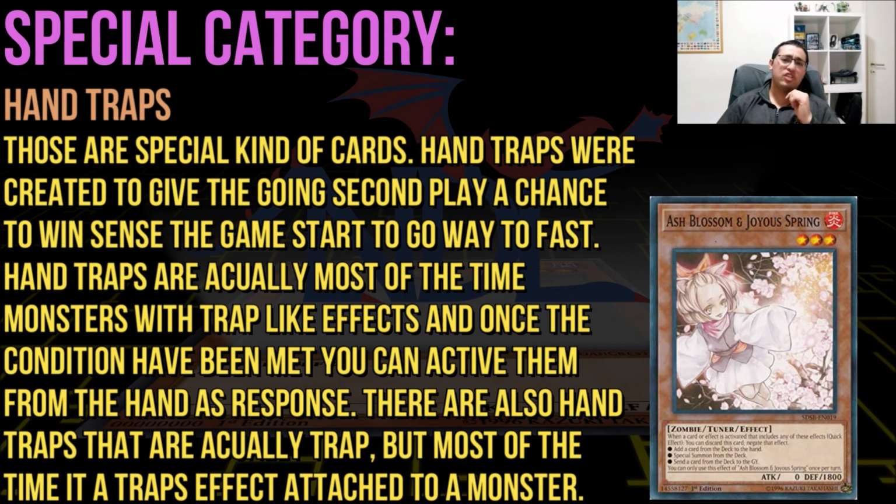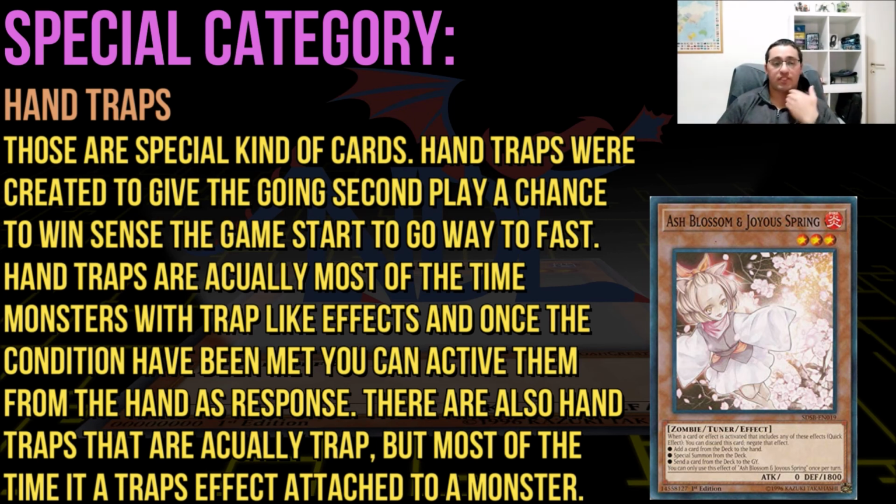Now, these are not exactly traps, but I thought I would still mention them because if you don't really know about them, it's sometimes really frustrating. So hand traps are, most of the time, funnily enough, monsters that have trap effects. So it's basically a trap attached to a stick, basically, in the form of a monster. For example, a tuner like Ash Blossom, which is supposed to be appearing on screen. It's a level 3 tuner, which is also a zombie. So it's basically a trap-like effect attached to a stick.